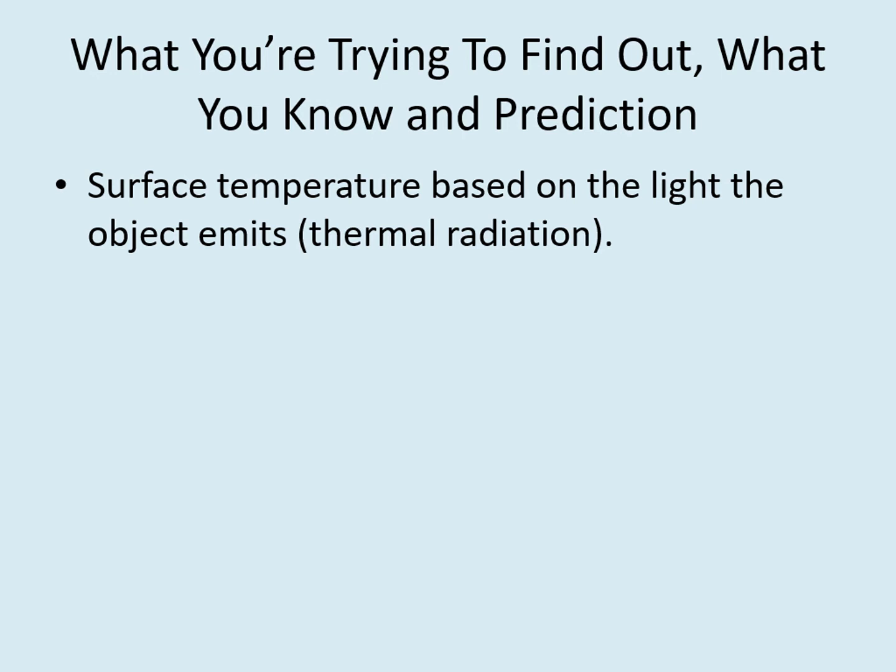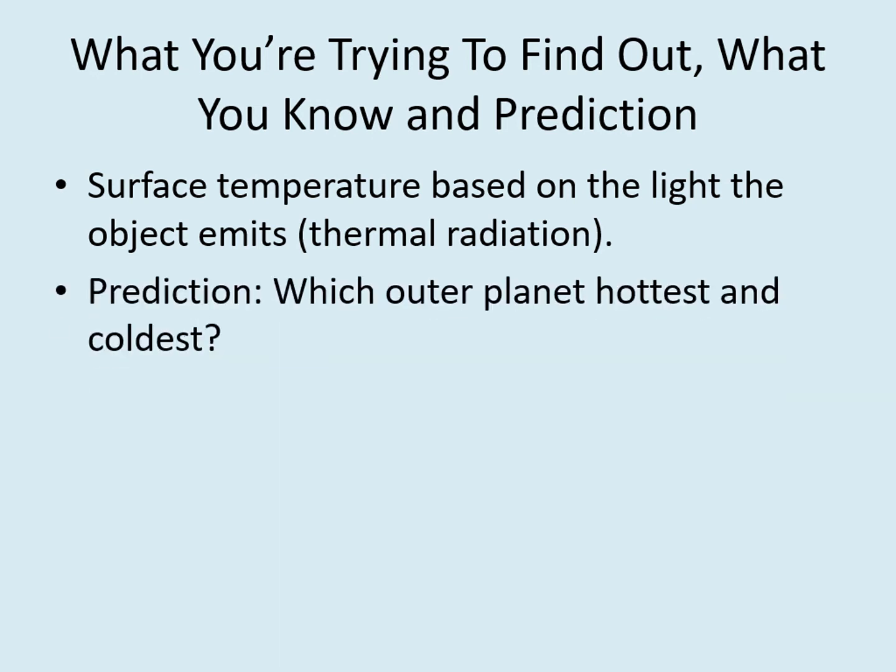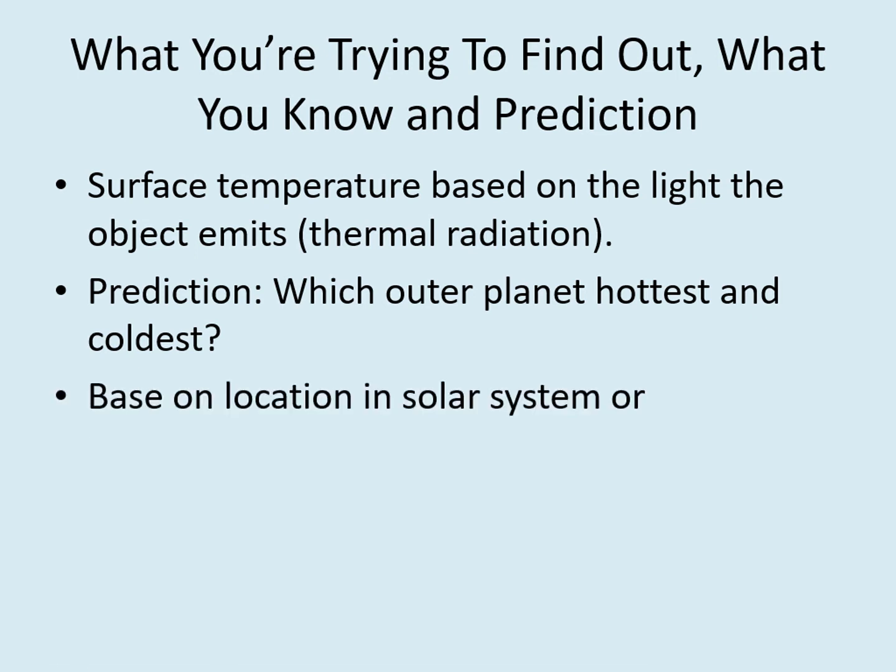There's not a lot of data the question needs to give us, so we can move right on to the prediction. You're asked to predict which outer planet has the hottest surface and which one is coldest. There are a couple of ways we can do the prediction. The first one is based on simple experience. Can you look at where these planets are in the solar system and decide which one you expect to be hottest and which you expect to be coldest based on location?